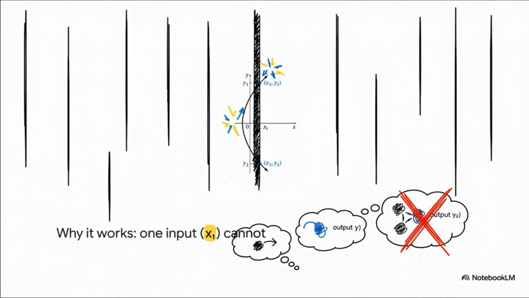See, a vertical line is like a laser beam pointing at just one single x value, one single input. If that line touches the graph in two different spots, it means that one input is trying to have two different outputs. And we know that is a huge no-no in the world of functions.